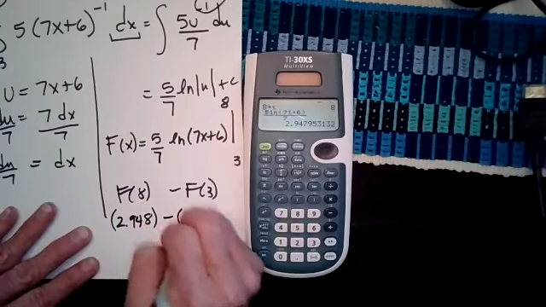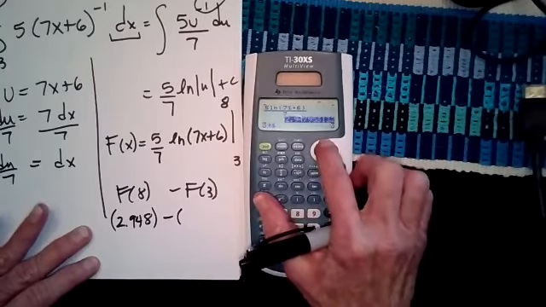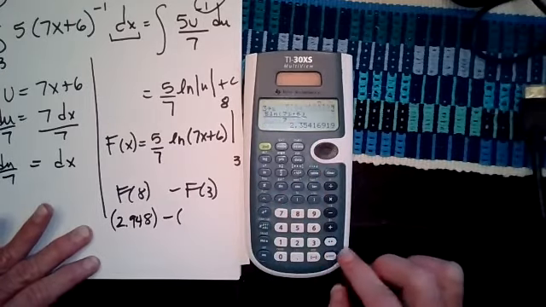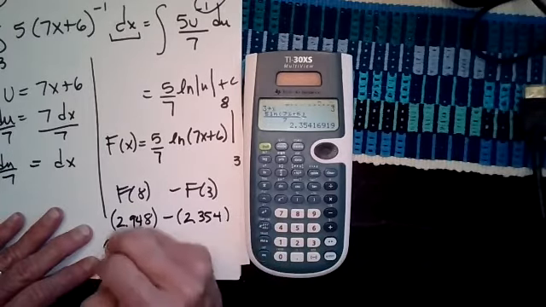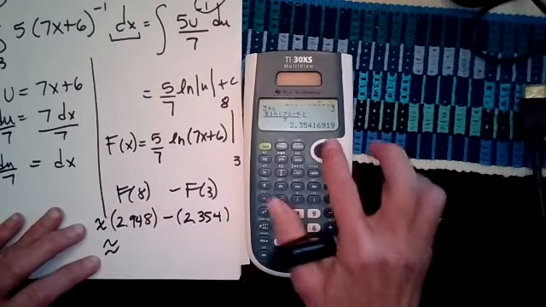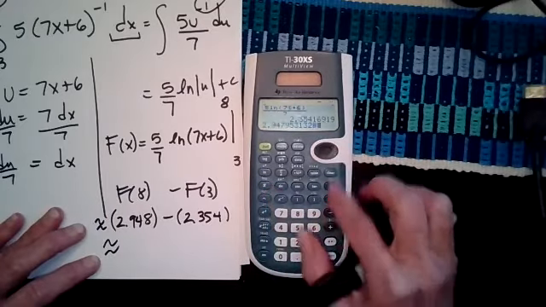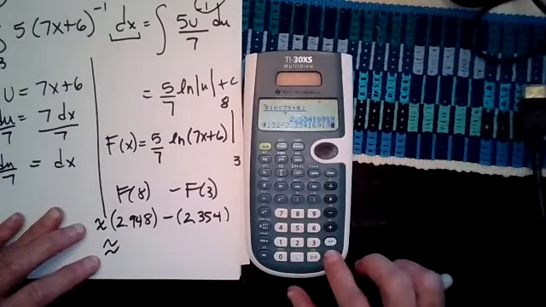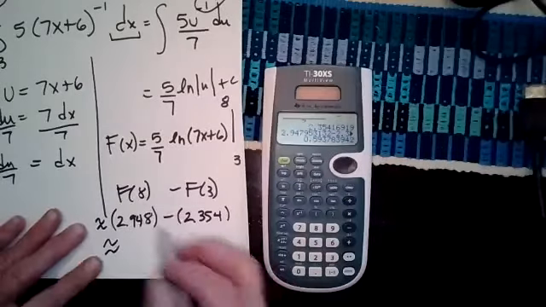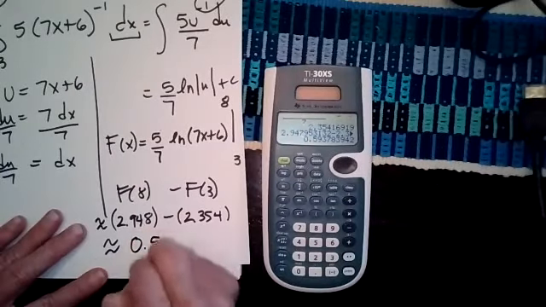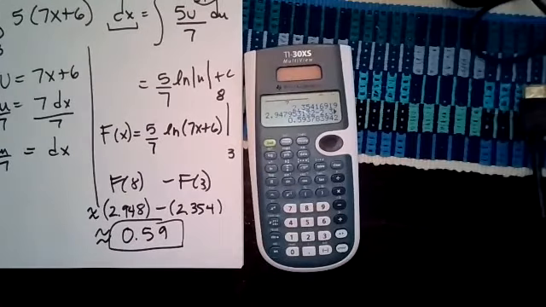2.948, and I do 3, store for x, and enter, and I go up and I highlight my antiderivative, and I get 2.354, and then I let my calculator do the work. 2.948, enter, minus, there's my 2.354. And then I get 0.5937, which is 0.59. And you don't have to worry about the exact value.